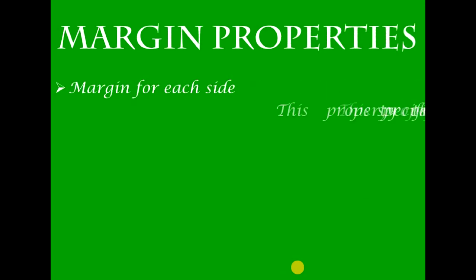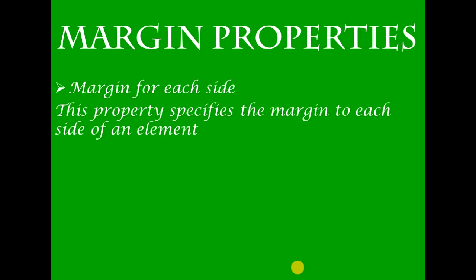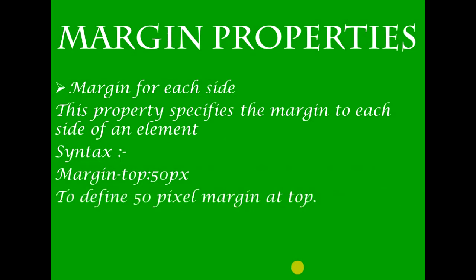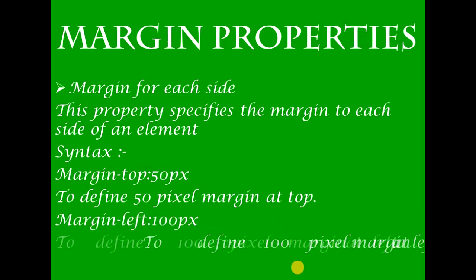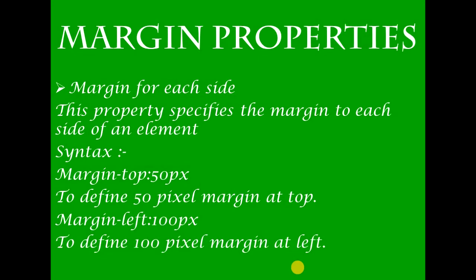Margin for each side. This property specifies the margin to each side of an element. Syntax: margin-top: 50px, to define a 50 pixel margin at the top; margin-left: 100px, to define a 100 pixel margin at the left. If I want to give a margin at the bottom, I will give margin-bottom and the value, and if I want to give it at the right side, then I will give margin-right and the value. Let's see it with an example.